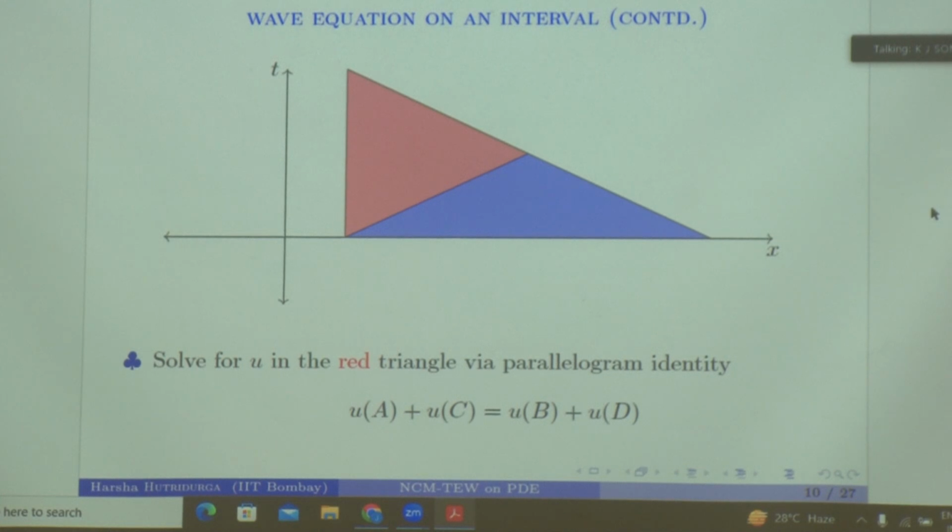So this value is known, this value is known, this value is known, so you can find this value. And there is nothing special about this particular point here. You pick any point in this triangle, you can do this game.